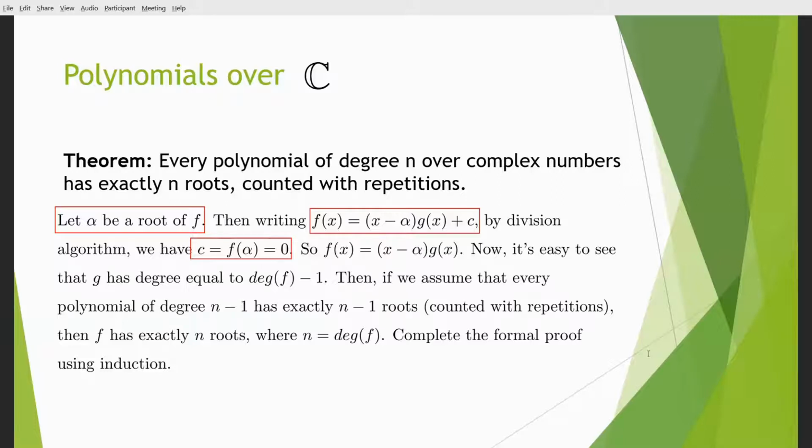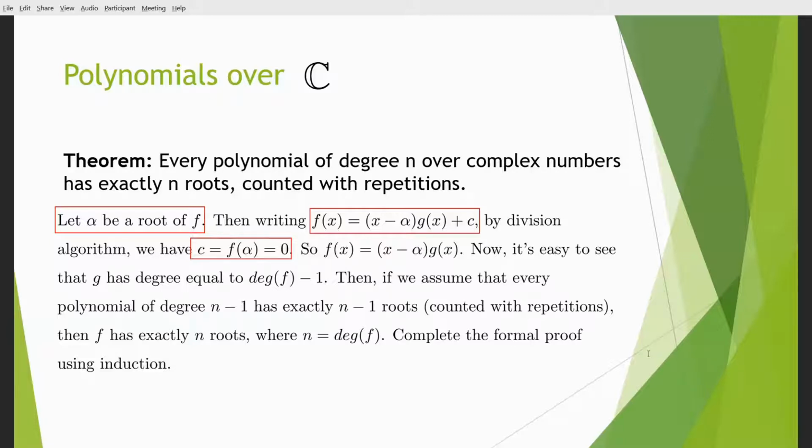Then px plus q equals 0. And since it's of degree 1, p is non-zero. So exactly one root will be there, x equals minus q divided by p. So our base case of induction is true. The base case is n equal to 1.